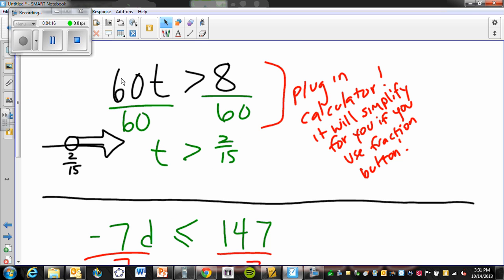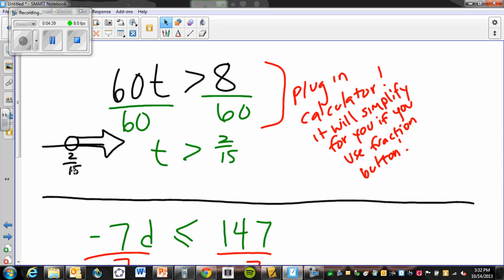So in the problem, 60t is greater than 8. Divide both sides by 60. Plug this into your calculator using your fraction button. It'll spit out 2/15 for you. Or if you do 8 divided by 60, and then use your fraction to decimal button, you can do that. t is now by itself. t is greater than 2 over 15.